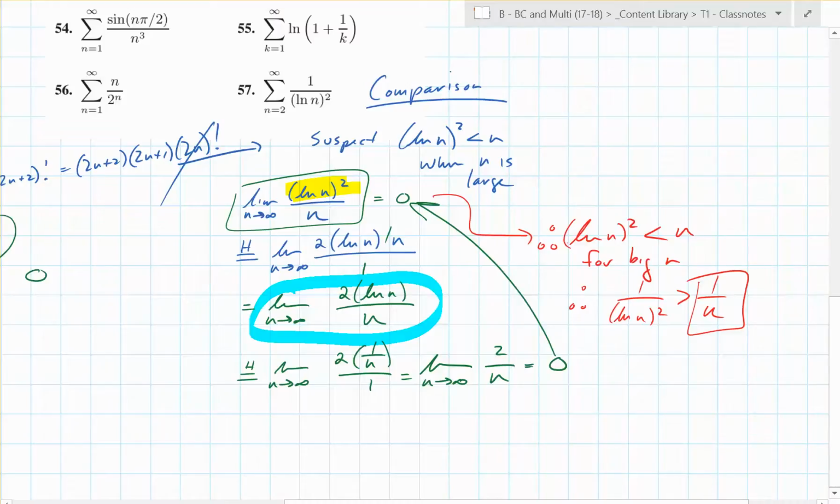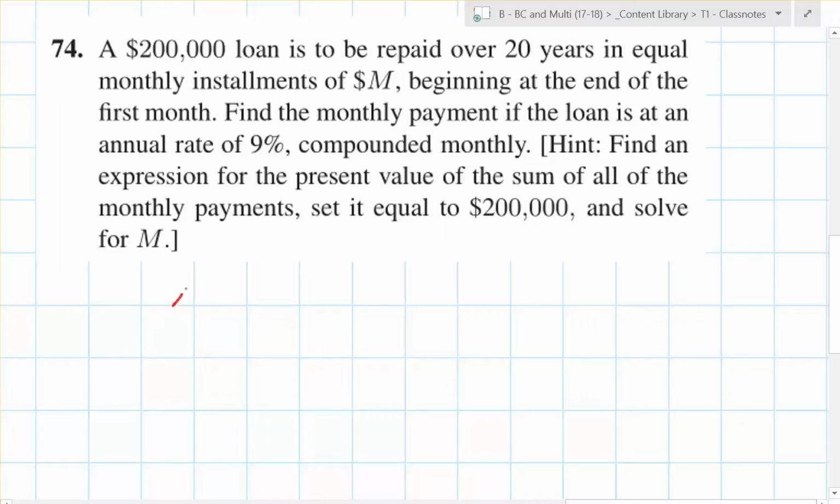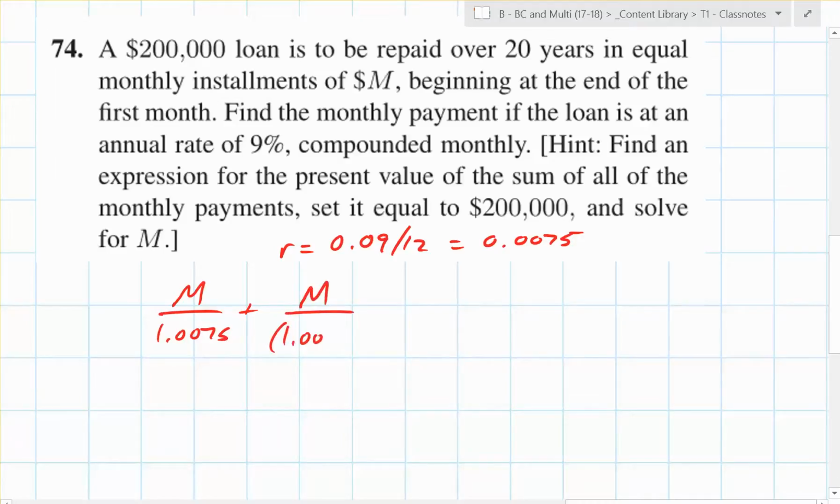We know that the first present value is going to be M over 1.0075, because r is equal to 0.09 divided by 12, which is 0.0075, just recording everything here. What's our second one? M over 1.0075 squared, and our third one's going to be M over 1.0075 cubed. How many do we have here? What's the last one going to be?